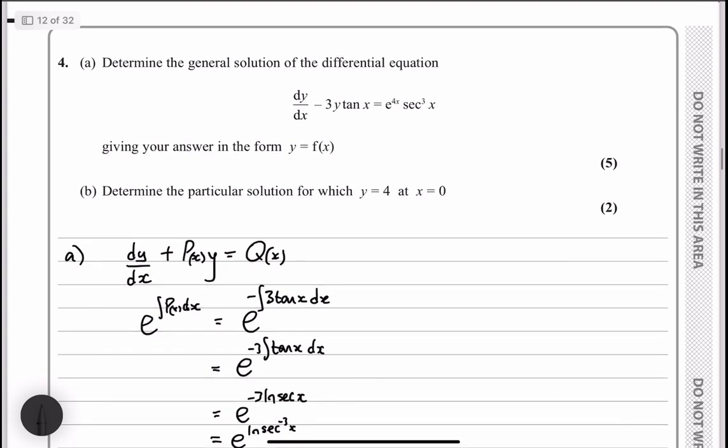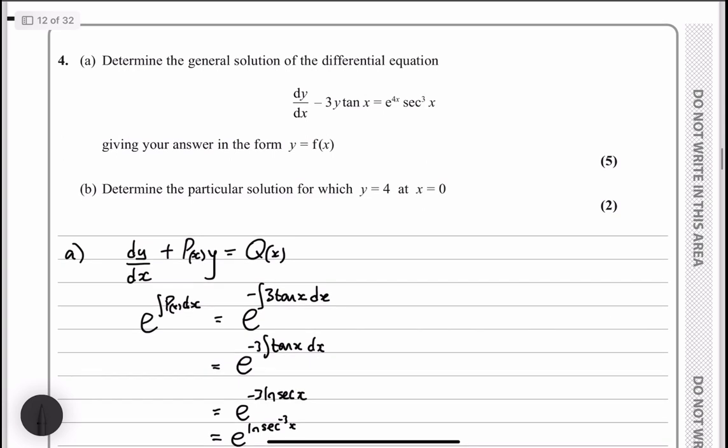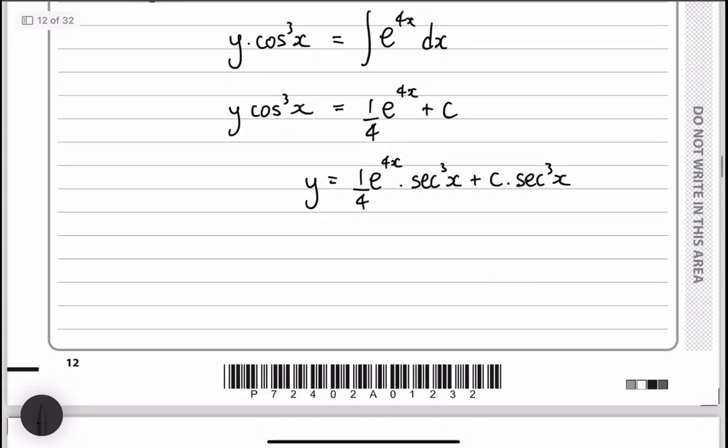Now the particular solution, x equals 0, y equals 4. So as usual, we just put that in and find the constant c. So 4 is equal to e to the 4x when x is 0 is a 1, so that's 1 over 4. Secant x when x is 0, that's a 1 as well, so that's plus c. So c is equal to 15 over 4.